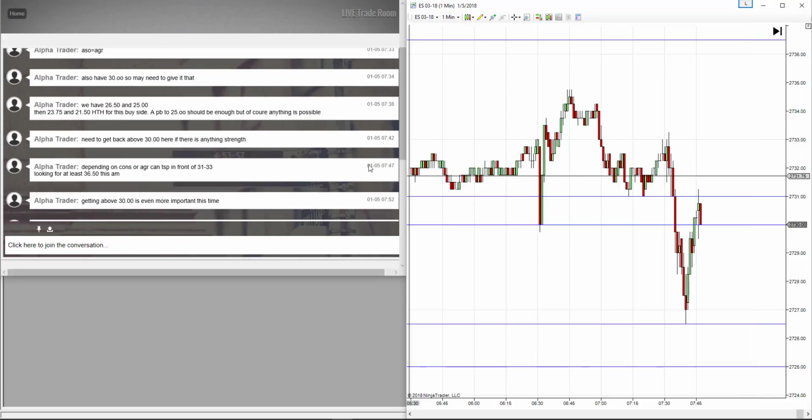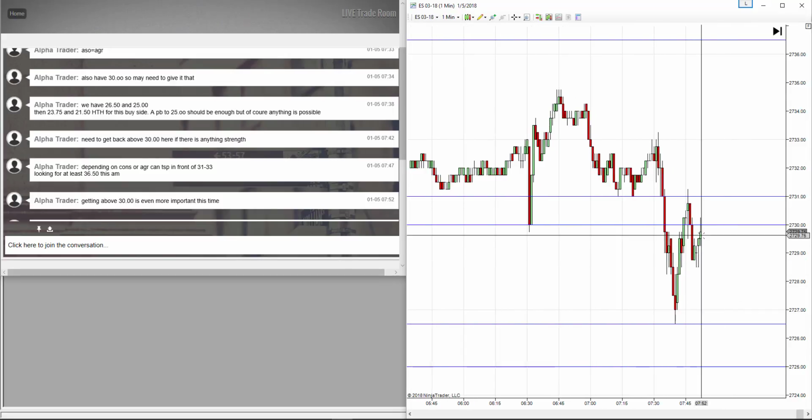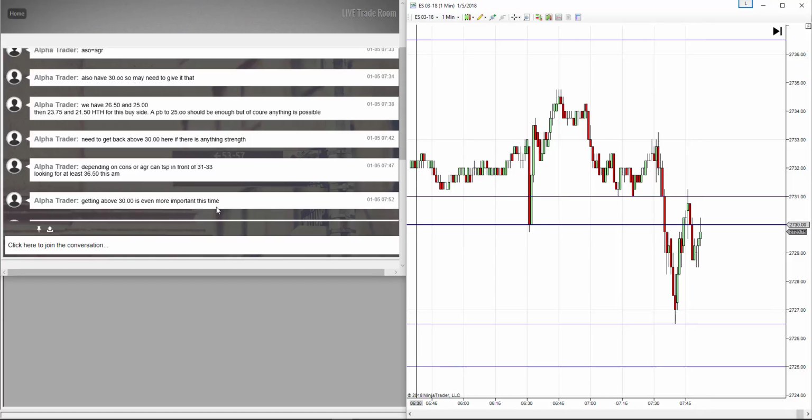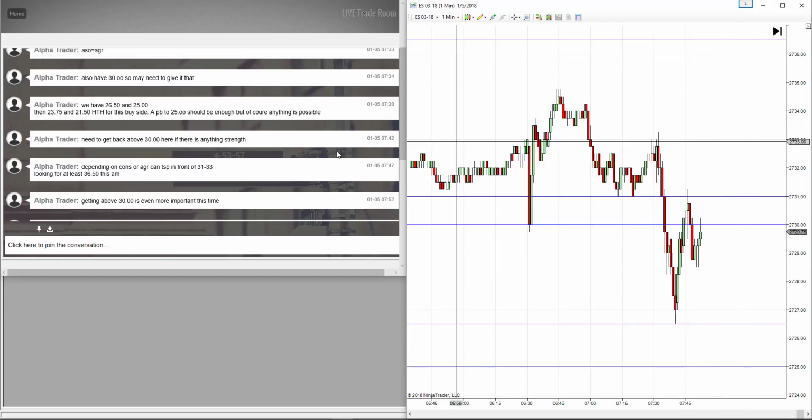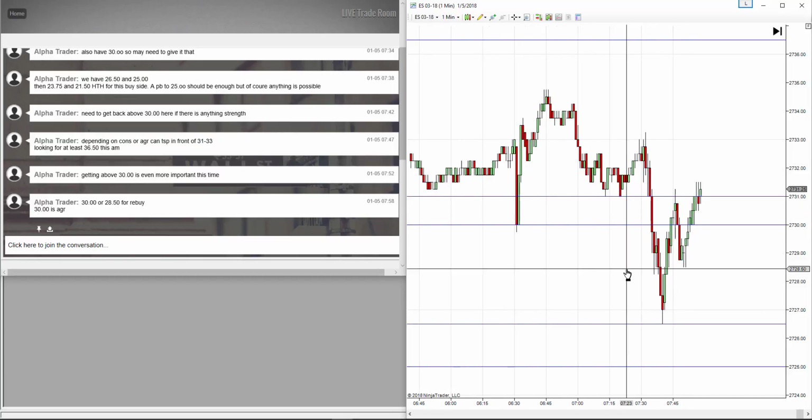Okay, so then the next post was at 52, another 5 minutes later, which was right here, and that says getting above 30 is even more important this time. So this 30 level is really a tipping point that is going to tell us if we're going to make it to this 36.5 or not. And then at 58, 6 minutes after that: 30 or 28.5 for rebuy, 30 is aggressive. So let's see how that materialized.